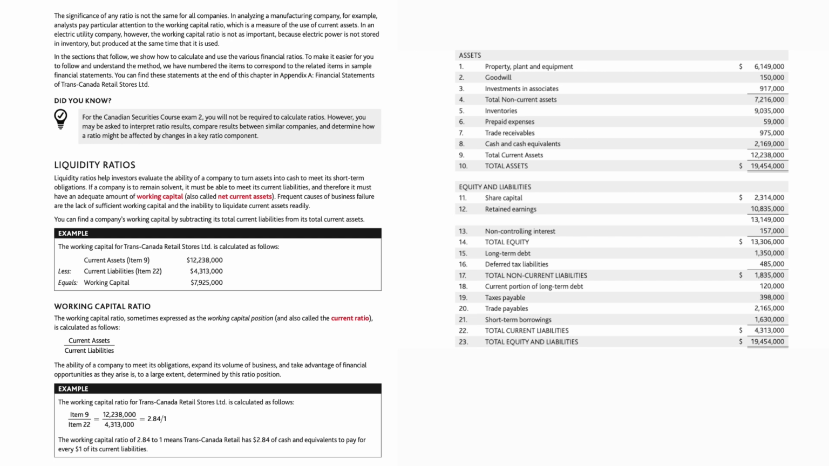Here's an example. The working capital ratio for TransCanada retail stores is calculated as follows. Item 9, current assets, divided by item 22, current liabilities, and in this case, it equals 2.84. So the working capital ratio of 2.84 to 1 means TransCanada Retail has $2.84 of cash and equivalents to pay for every $1 of its current liabilities.